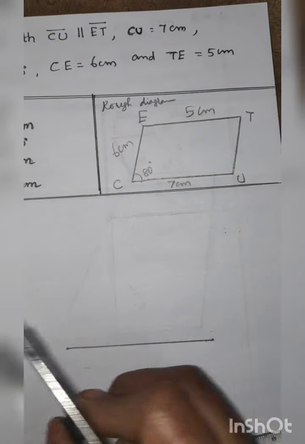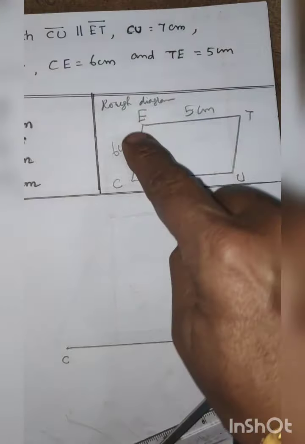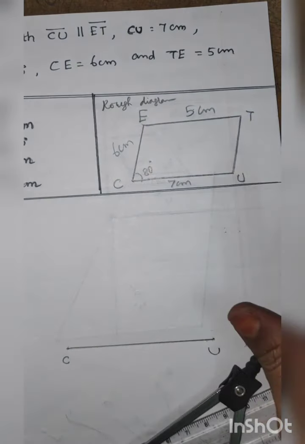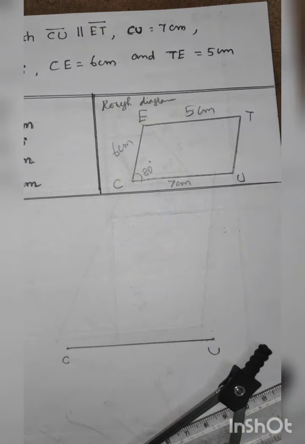After joining, write the points C, U. Now on this side we only have the length. So you draw from the left side only; start there and draw.